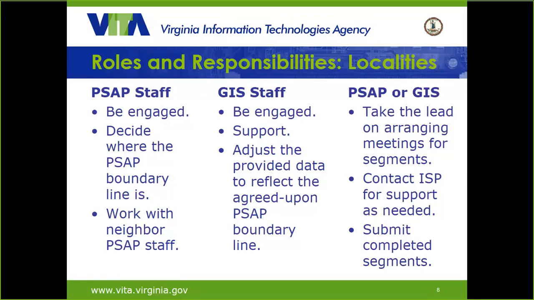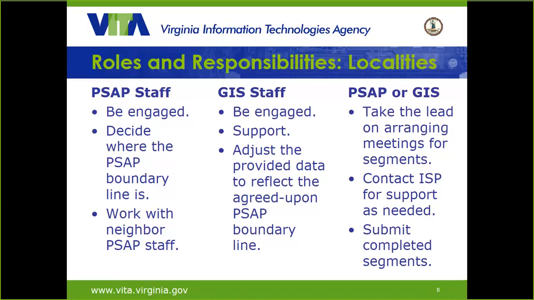The third role and responsibility at the locality level could be met by staff on the PSAP side or staff on the GIS side of the equation, and that is someone on one side of each segment is going to have to take the lead on setting up and arranging meetings to discuss a particular segment. Someone's going to need to pick up the ball and run with it in terms of making this process work. That can be worked out any number of different ways. If you're not sure if that's you or not, talk to the other folks that you're involved with on your side of the boundary segment. Talk with your counterparts on the other side of the boundary segment, and figure out who's going to help get the ball rolling and moving.